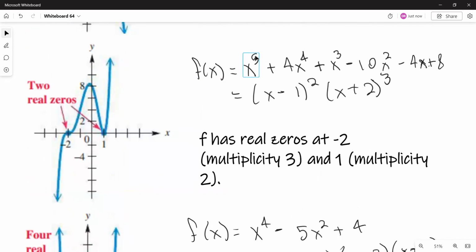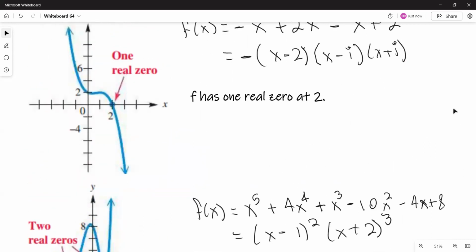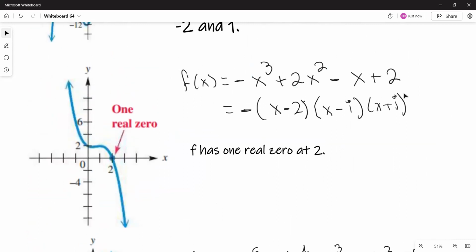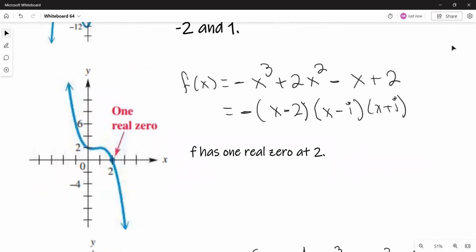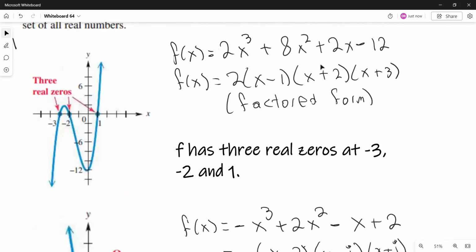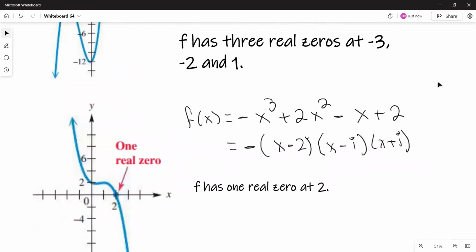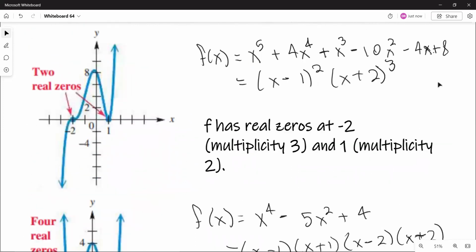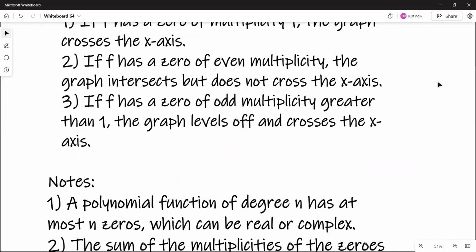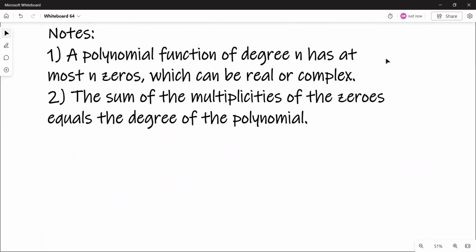Then this one is a polynomial of 5th degree. The sum of the multiplicities is 5. Polynomial of 3rd degree. 2 of the zeros are complex conjugates. So the sum of the multiplicities is 3. It's 1 plus 1 plus 1, so it's 3. And the first we did was a polynomial of 3rd degree. The sum of the multiplicities is 1 plus 1 plus 1. And the turning points, that's going to be the last thing I mention in this video.